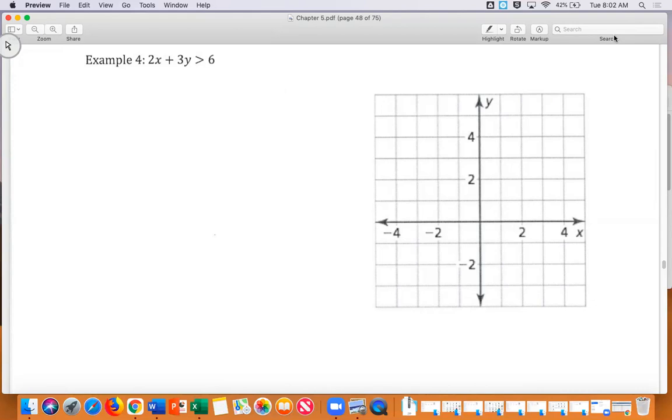All right. Kevin, which method would you use? Would you use cover up or would you use solving for y?